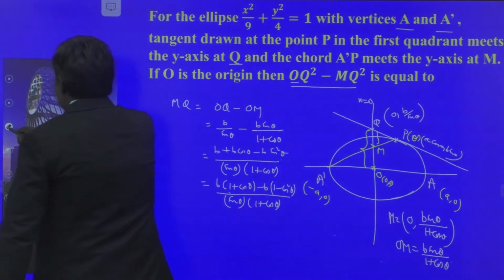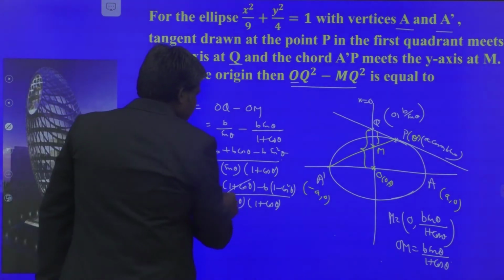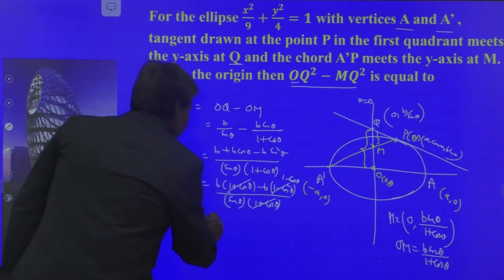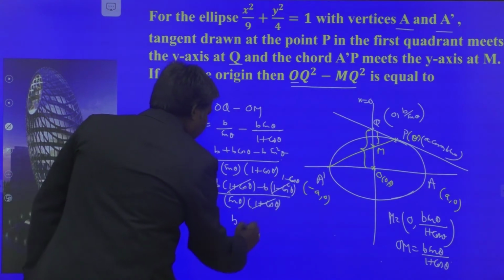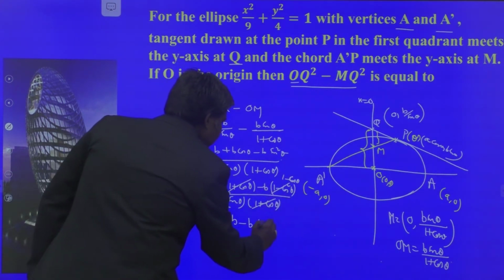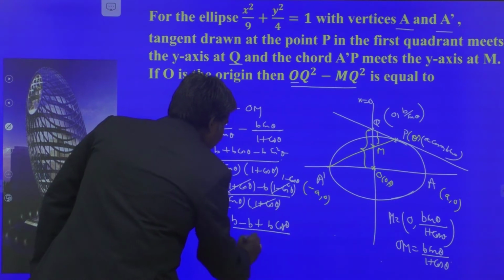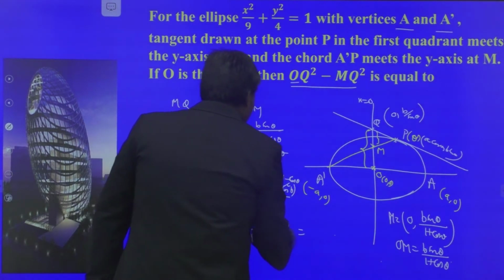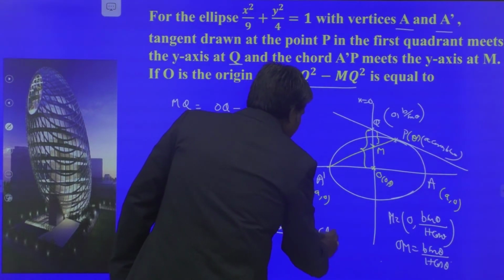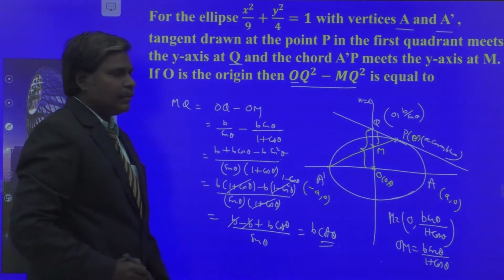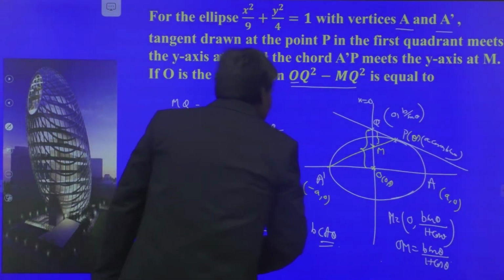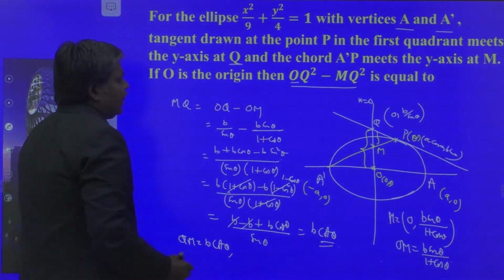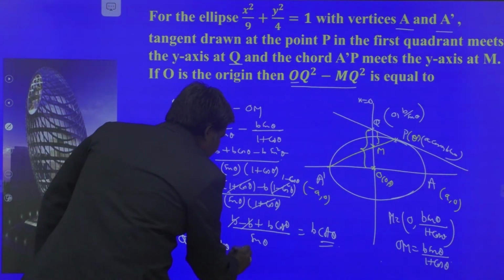So we can cancel out (1 + cos theta). Here this becomes 1 - cos theta. This is nothing but b minus b plus b cos theta, by sin theta. The b's get cancelled. We have b cos theta / sin theta, which is b cot theta. Therefore, QM is equal to b cot theta, and OQ is equal to b cosecant theta.